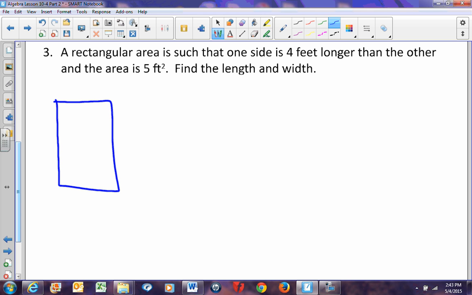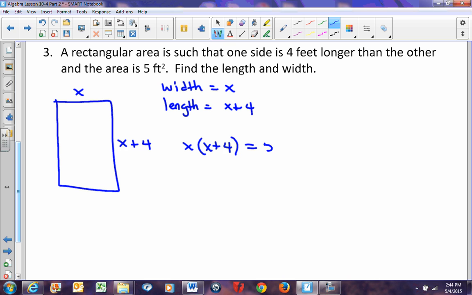A rectangular area is such that one side is 4 feet longer than the other. So if this side is x, this side would be x plus 4. So x is one side, x plus 4 is the other side. Or I can say the width equals x and the length equals x plus 4. Always define your variables. Always, always, always. And the area is 5 square feet. Well, you should remember by now that length times width equals area. So x times x plus 4 equals 5.